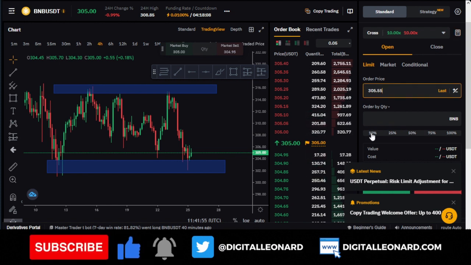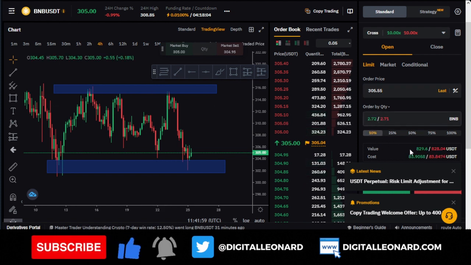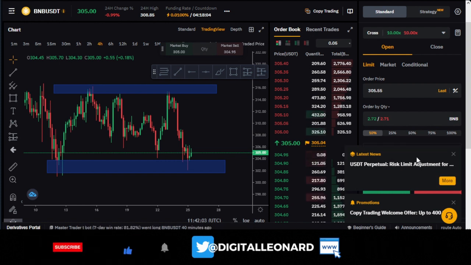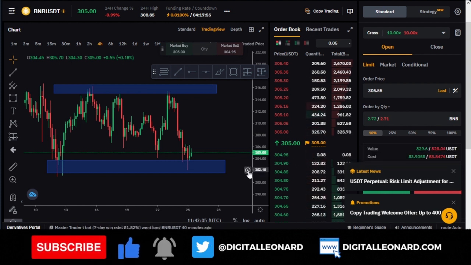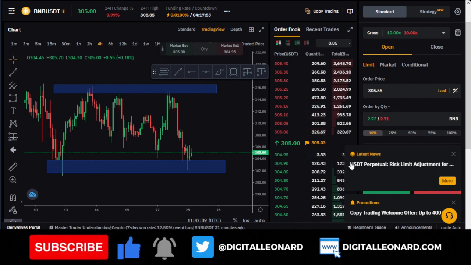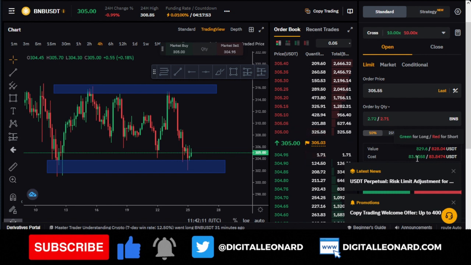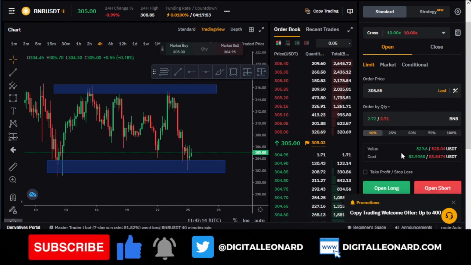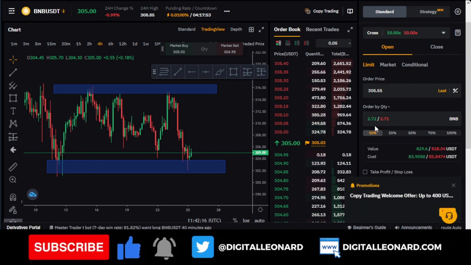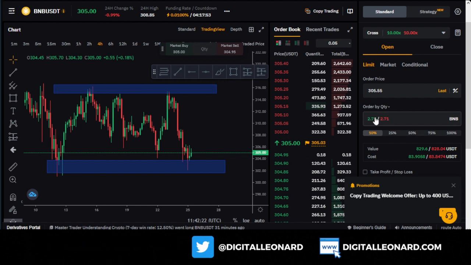If you don't know how to do that, let's say I want to enter this trade and I use 10% of my capital, it will tell you down here the cost. It will cost me $83 to enter this trade, okay? Now, your own 10% will be 10% of the $50 you have. So if it tells you $83 is going to cost you to enter that trade, in your own case, 10% of $50 will be maybe around $5 or thereabout, okay?